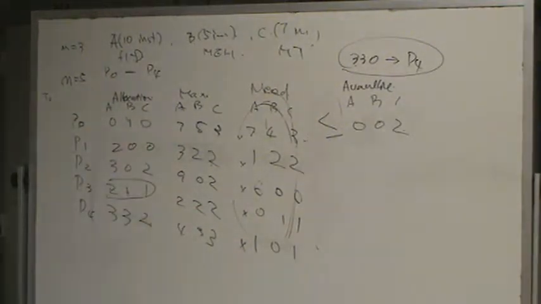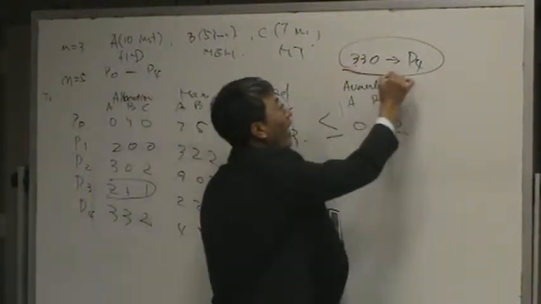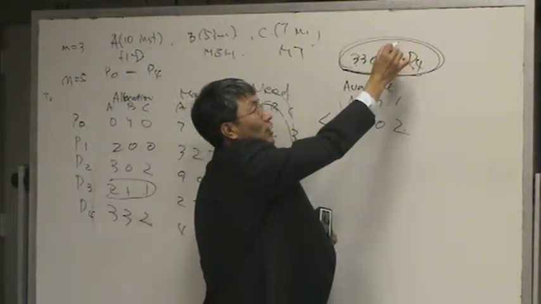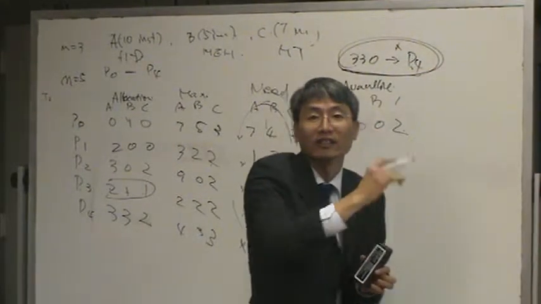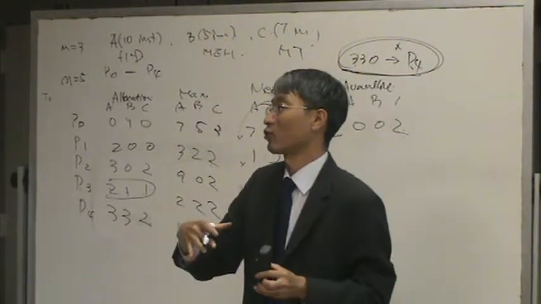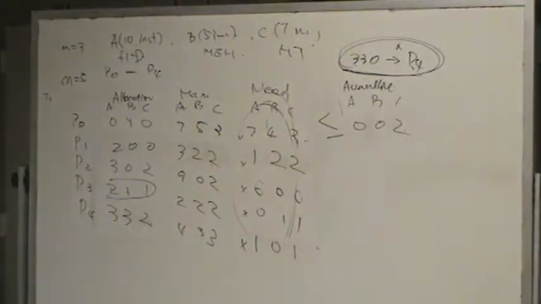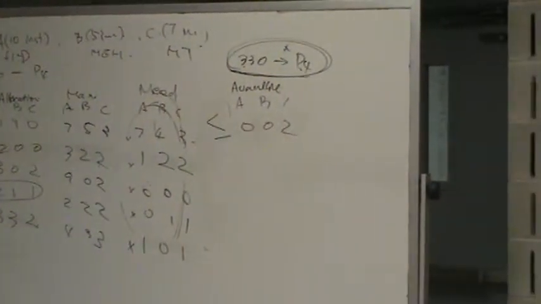No process can be terminated, which means these processes are waiting on each other. It's a deadlock situation. It's an unsafe state. So you should not grant this request, to avoid the deadlock situation. So this is the Banker's algorithm.